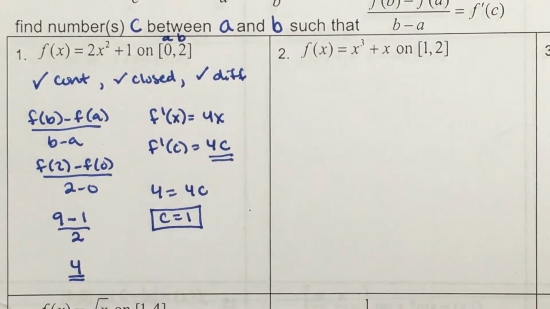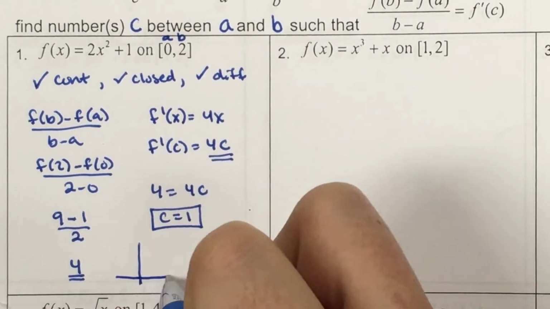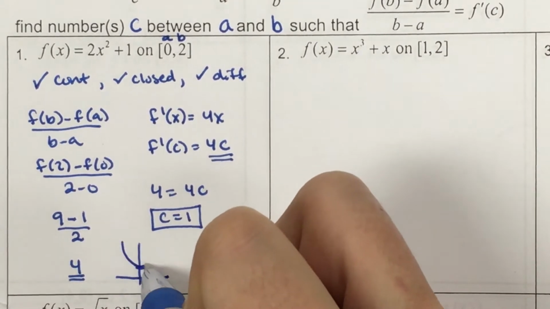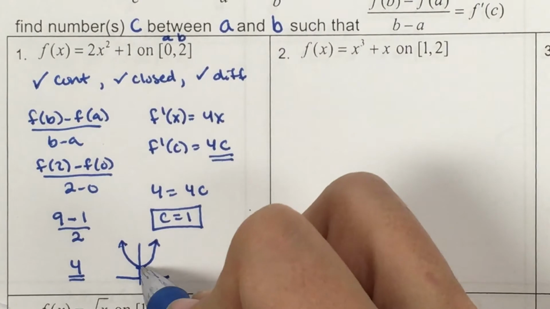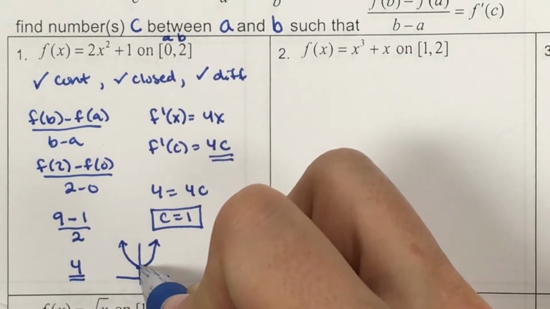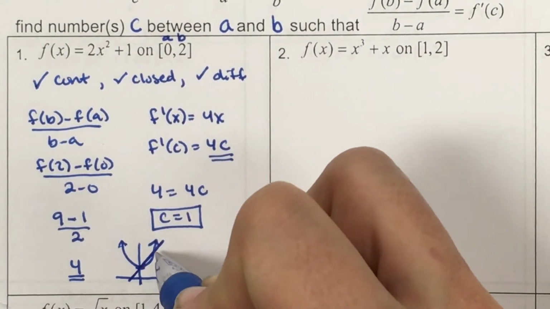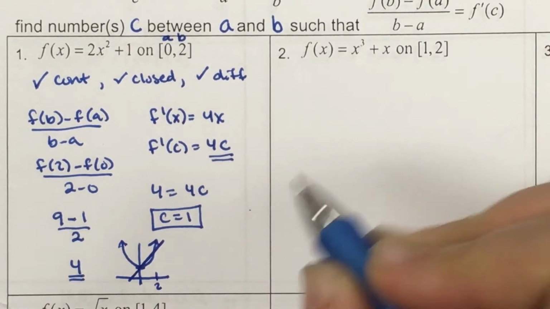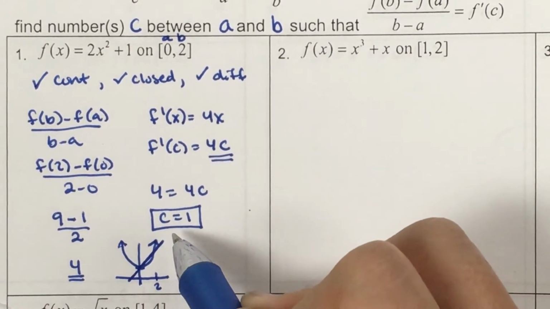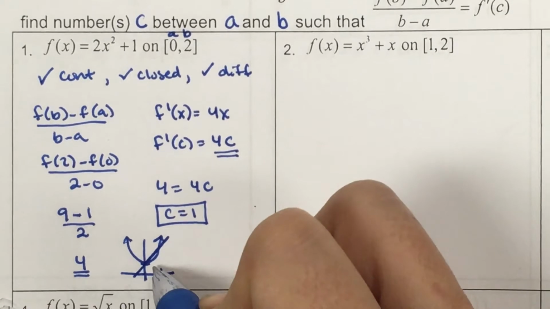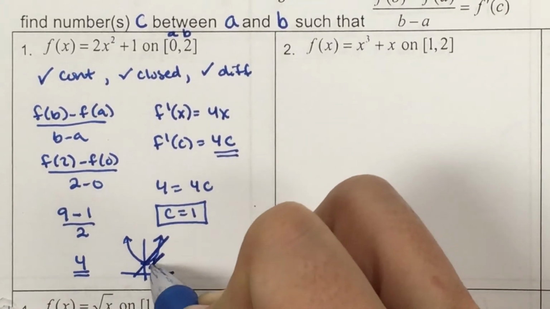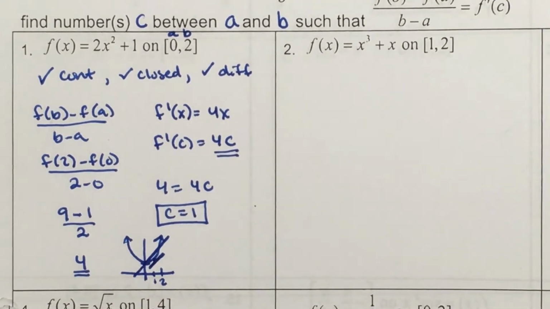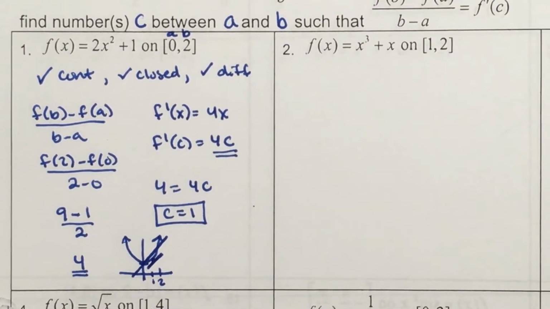So if I were to sketch it, you don't have to, but if I were to sketch it, we've got a parabola that gets shifted up 1, something like that. And on the interval from 0 to 2, right here, we'd have a secant line going from 0 to 2. So what we just figured out was that at c equals 1, when we're at 1, that's the location of our tangent line that is parallel to our secant line. All right, let's check out number 2.